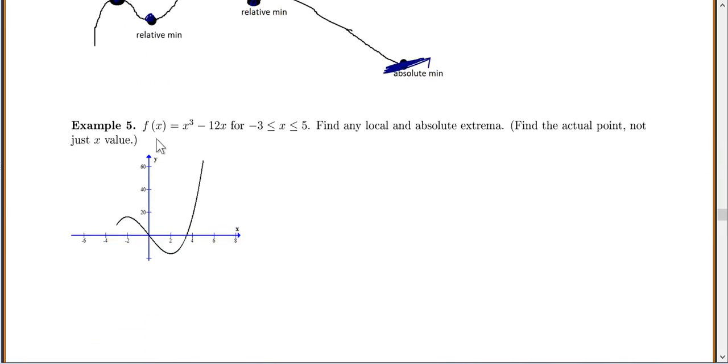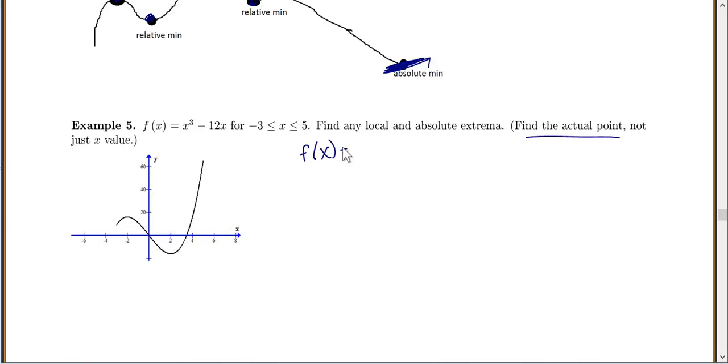So in this example, we have f of x equals x cubed minus 12x for x between -3 and 5. We want to find any local and absolute extrema, max or min. And in this case, we actually want to find our actual point and not just the x value. So if you remember back in other math classes, like Math 1050, you had to find actual x and y values to give you a coordinate pair. You couldn't just say what the x value was, you had to say the entire point. So we're actually going to do that on this problem.